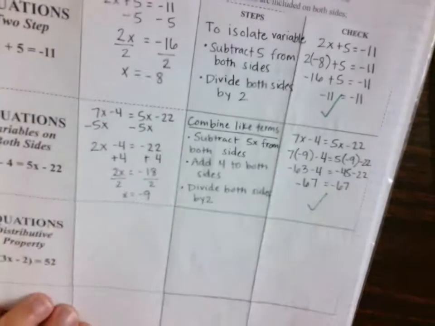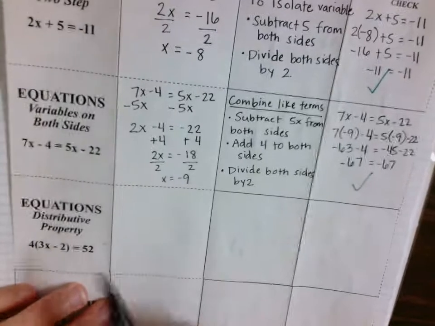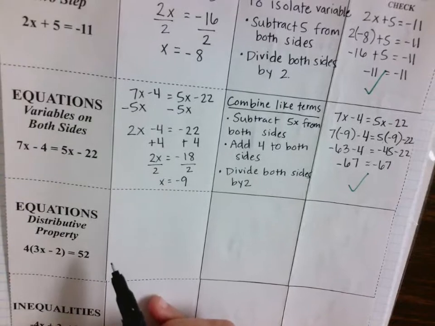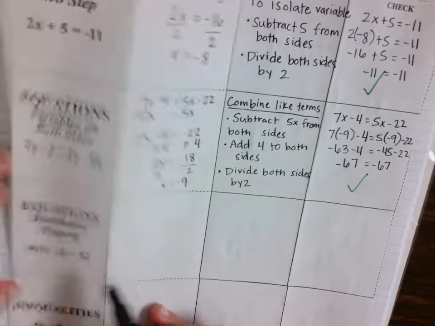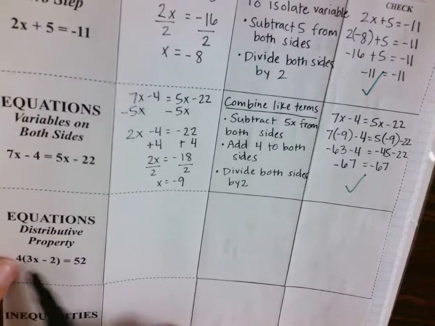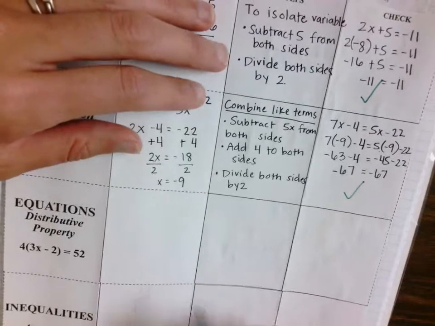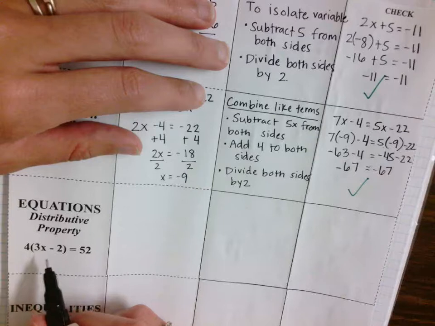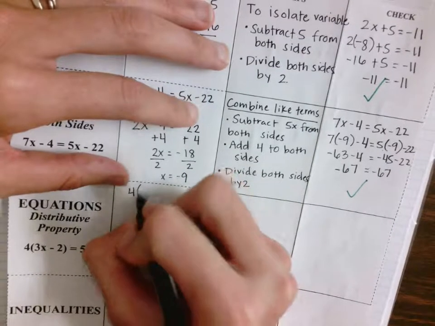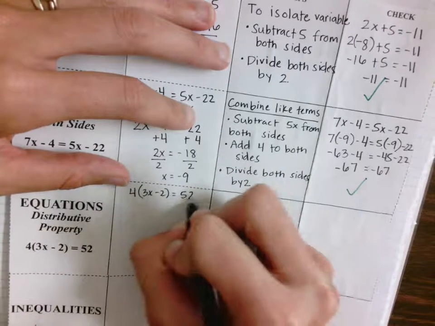Okay. Now, this next section is where you have parentheses. Now, you would have seen this before, it's called the distributive property. So you would have seen this without an x value, and you would have been able to solve with the order of operations. But since we have this variable inside our parentheses, you can't solve that part yet. So you're going to have 4 times 3x minus 2 equals 52.